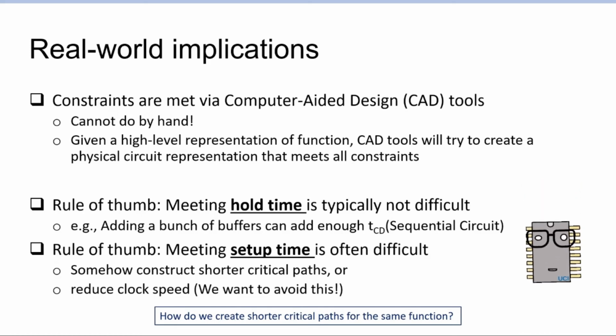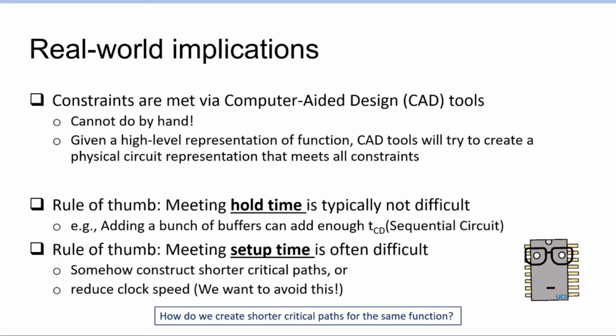What's typically more difficult is meeting the setup time, which is dealing with propagation delay. All the propagation delay of the source register, the propagation delay of the combinational circuit, etc. All of these things must fit within the desired clock speed. And meeting that is more difficult, because that would mean we somehow have to construct shorter critical paths while still maintaining the logical function that we want it to achieve, or reduce the clock speed, which directly translates to lower performance. And of course, we as people taking 152 don't want this, of course.